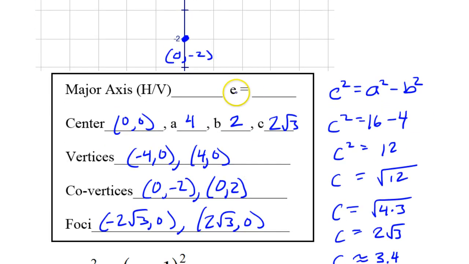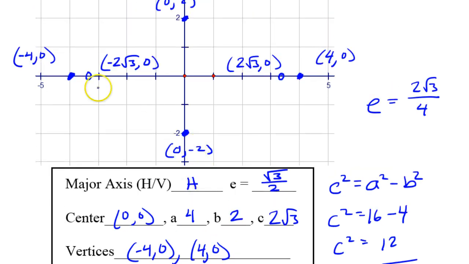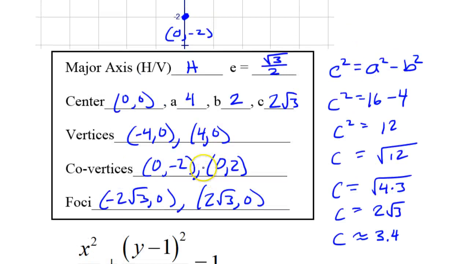Okay, the e value, eccentricity, is the c value over the a value. So the eccentricity would be 2 radical 3 over 4, but 2 over 4 reduces down to 1/2. So this reduces to radical 3 over 2. The major axis is horizontal, so I'm going to put an H there. As you can see, it is longer in the x direction, so that's horizontal. And I think that's everything.